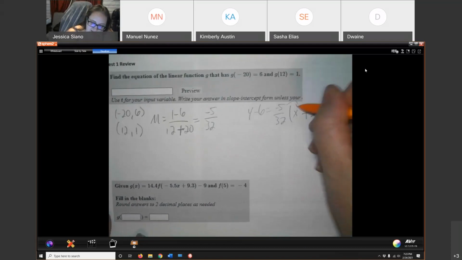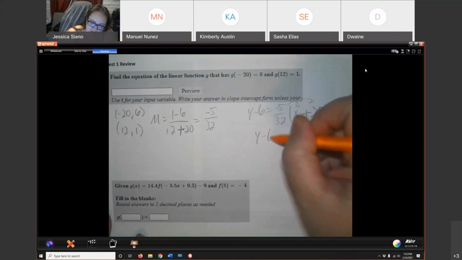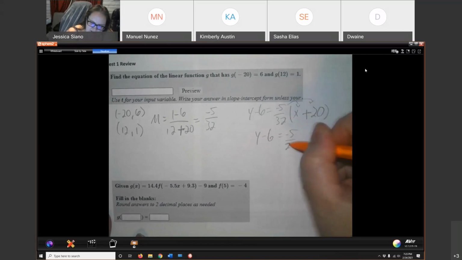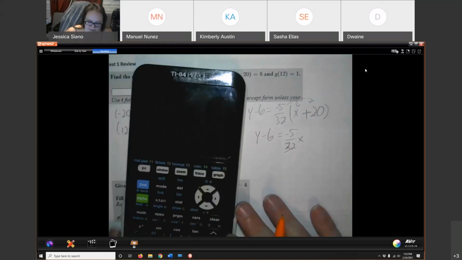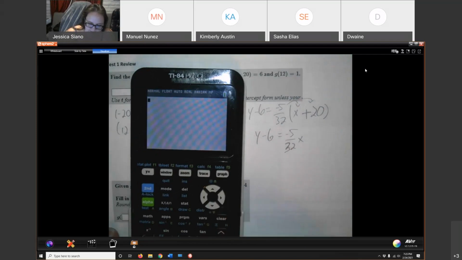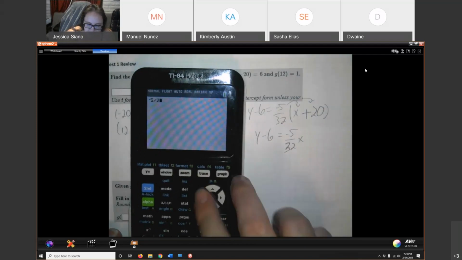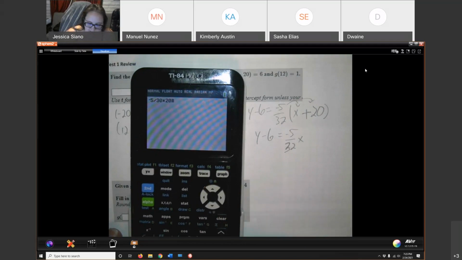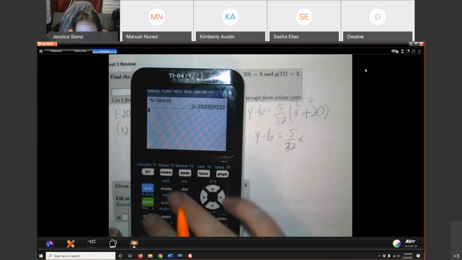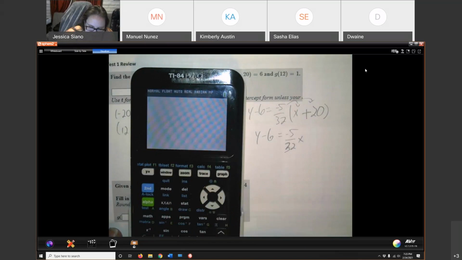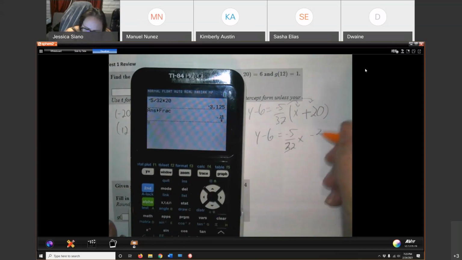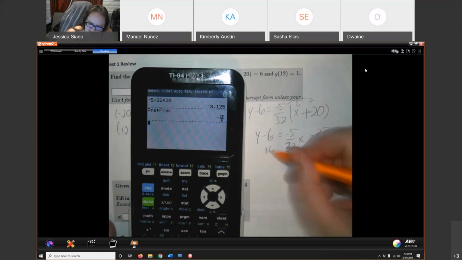Then we're going to distribute this -5 over 32. We have to solve for y as our next step. So the first thing we do when solving for y is distribute my slope. So -5 over 32 times 20. Oop, I did 5 over 30. -5 over 32 times 20. There we go. Math, enter, enter. We'll turn it into a fraction for us. And then to get the y by itself, we'll add this 6.